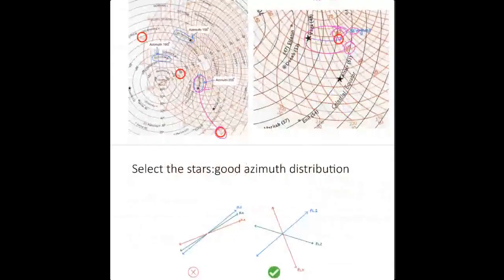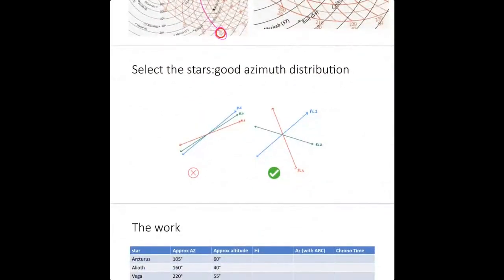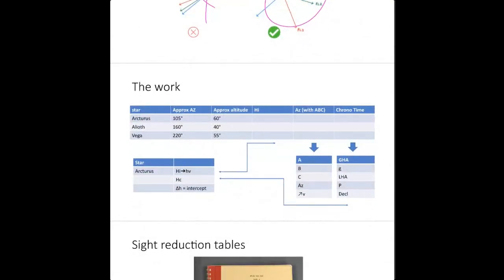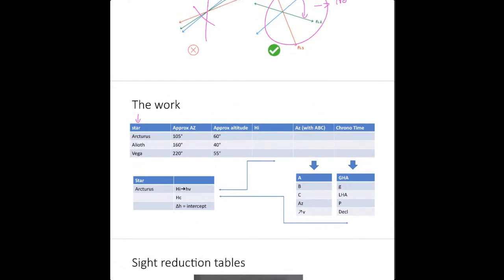Okay, voilà. Now, again, you select the stars by choosing a good azimuth distribution. This is not done. This is okay. You should at least have a spread of 180 degrees for all the azimuths. Then you determine what stars you want to observe using this azimuth distribution. Here you have the approximate azimuth that you obtain from the star finder.